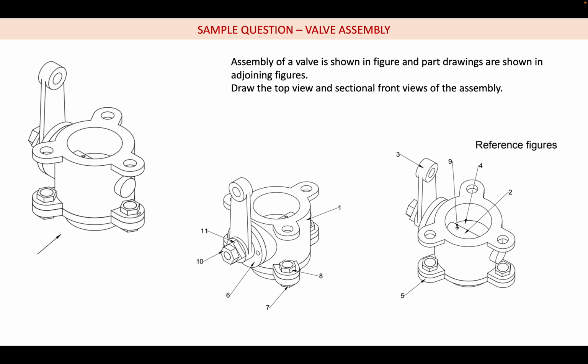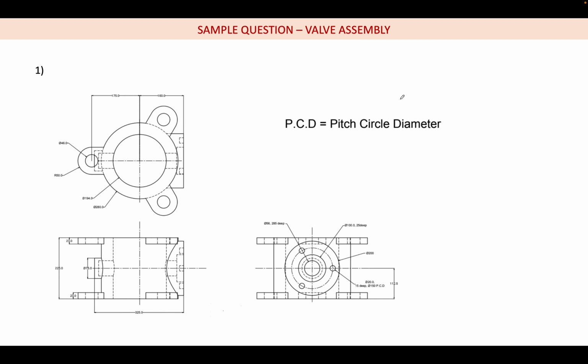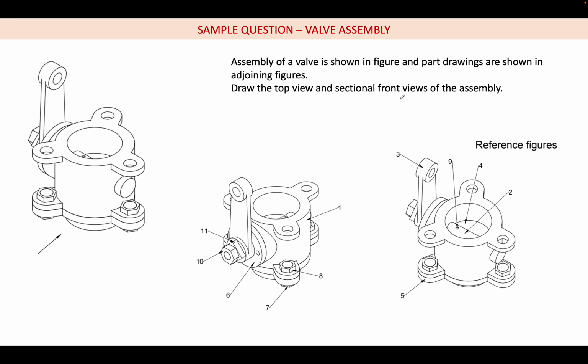So this is a valve assembly. Different pictorial views are shown here. The assembly of a valve is shown, and the part drawings are shown in the adjoining figures. Draw the top view and the sectional front view. So these are the parts. This is the lug part. Here you can see number 1, number 2, number 3, number 4, number 5, number 6, number 7, number 8, number 9, number 10, number 11.